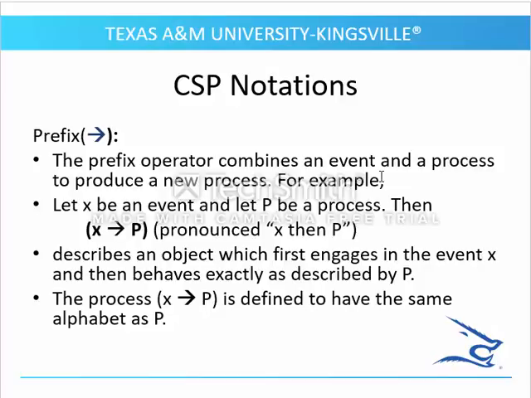CSP notations. A prefix notation operator combines an event and a process to produce a new process. For example, if X is an event and P is the process, then it is represented like X arrow P. It is pronounced as X then P. It describes an object which first engages in event X and then behaves exactly as described by P. The process X then P is defined to have the same alphabet as P.